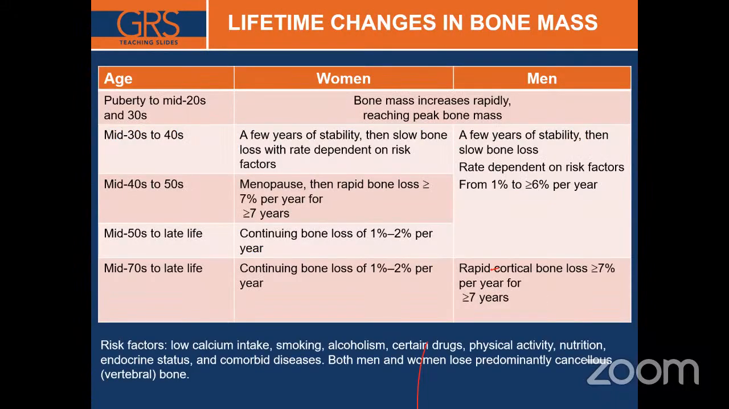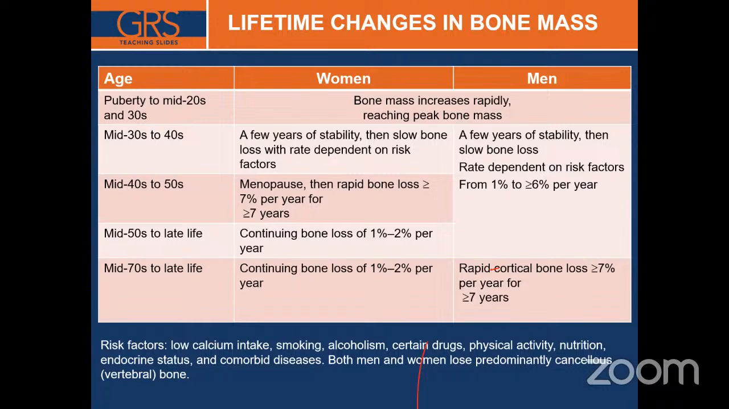Lifetime changes in bone mass. During puberty to mid-20s and 30s, at 30, the bone mass reaches its peak in both women and men. Then from the mid-30s to 40s in women, a few years of stability, then a very slow rate of bone loss, mineral loss, and it also depends on the risk factors. We will talk about the risk factors in detail in just a moment.